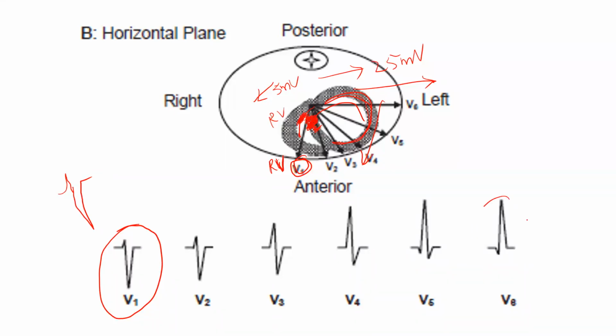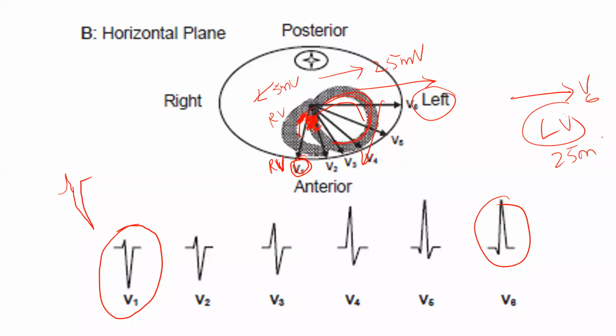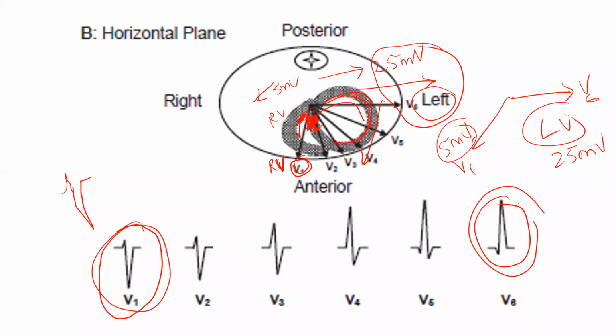The same is going to happen with V6 also. V6 is facing like this, along the majority of the LV myocardium. So along the 25 millivolt current only it is facing, okay? As we discussed. But V1 is facing like this, which is around a 5 millivolt current, okay? Now exactly the opposite is going to happen here. See, just see this one.